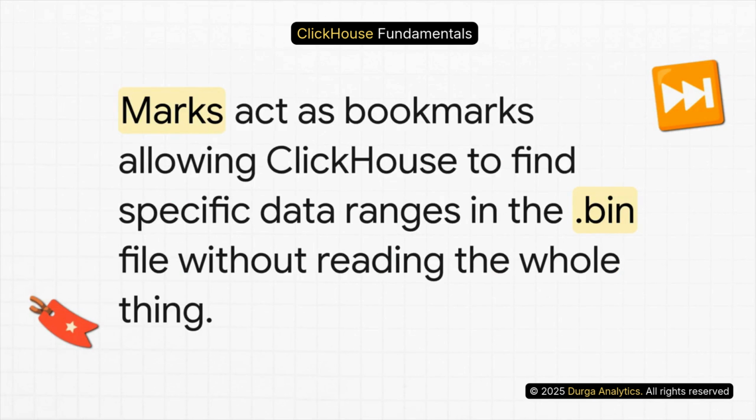And this is where those .mrk files, our bookmarks, come into play and become so important. Each mark in that file is basically a pointer. It's an address that says, hey, granule number 5 for the user ID column, it starts at this exact byte offset in the big .bin data file.